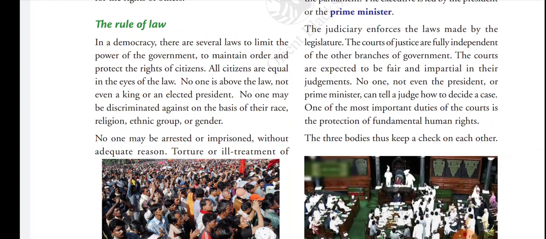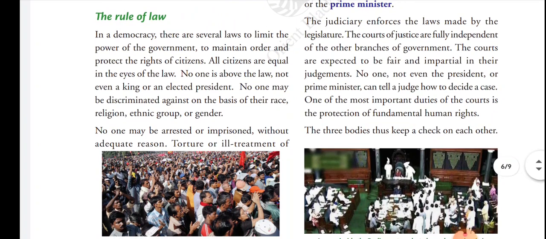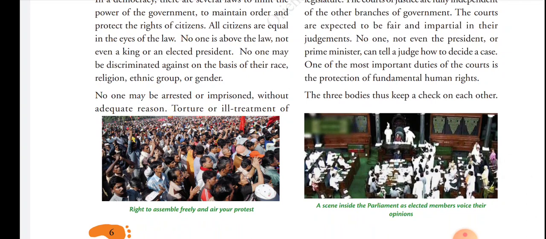The judiciary enforces the law made by the legislature. The judiciary gives punishment to the lawbreaker, and there is a court that can give its decision. The courts are expected to be fair and impartial in their judgment. The judges of the courts are expected to be fair and impartial. No one can interfere in their work, even the president or prime minister. So the judiciary is a free and independent body of the government.